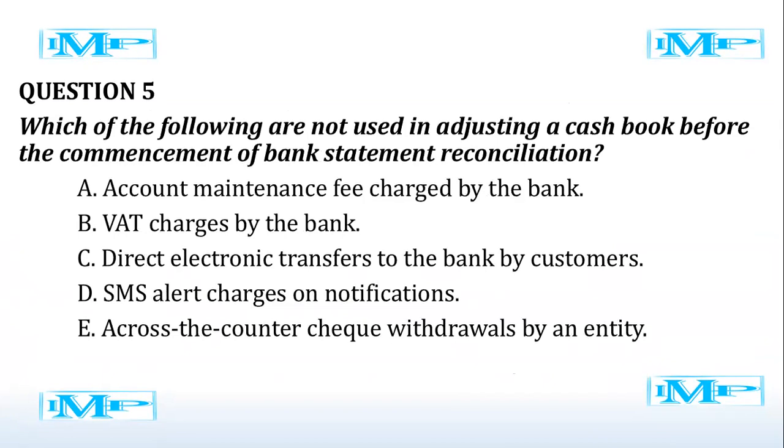Question number 5. Which of the following are not used in adjusting a cash book before the commencement of bank statement reconciliation? A, account maintenance fee charged by the bank. B, VAT charges by the bank. C, direct electronic transfers to the bank by customers. D, SMS alert charges or notifications. E, across-the-counter check withdrawals by an entity.